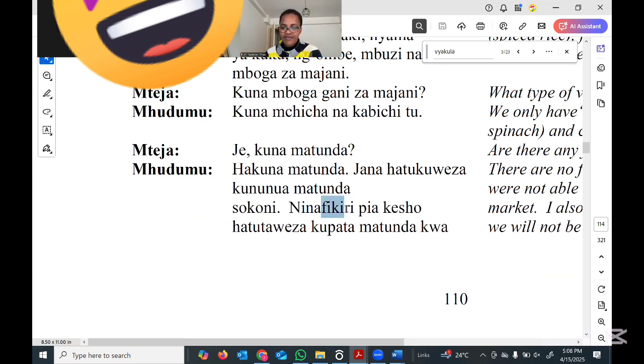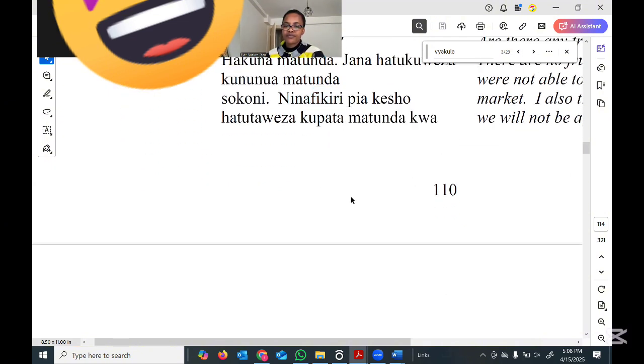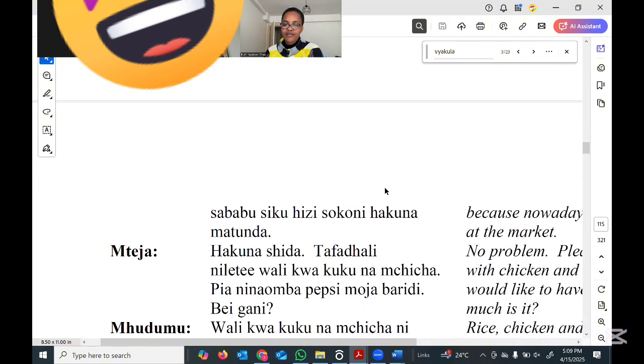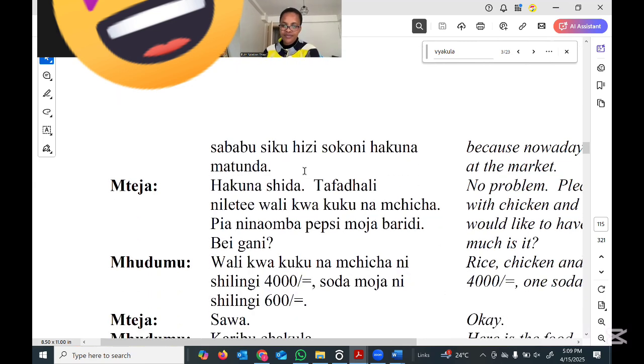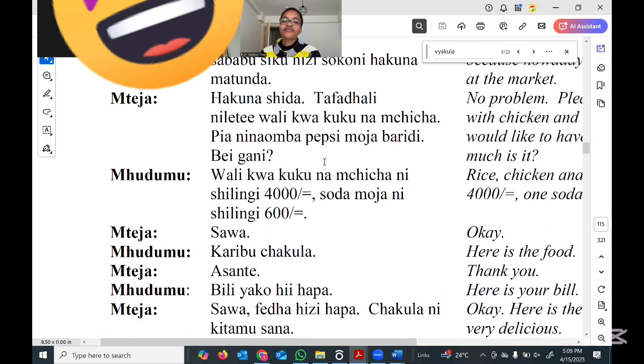I also think. Very good. Tomorrow we will not be able to get fruits. Very good. Kwa sababu, because? Because these days the market doesn't have fruits. Fruits. Perfect. No problem.